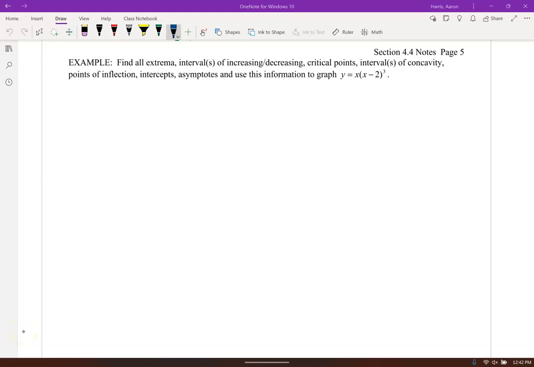Hey, welcome back. Let's do this second part of section 4.4. Let's take a look at all the extrema, increasing, decreasing, critical points, and so on. We'll run the first and second derivative as well as find our intercepts and other information for this function.